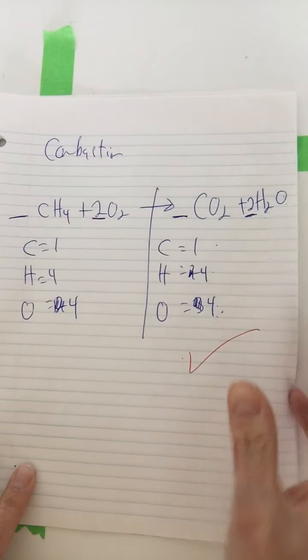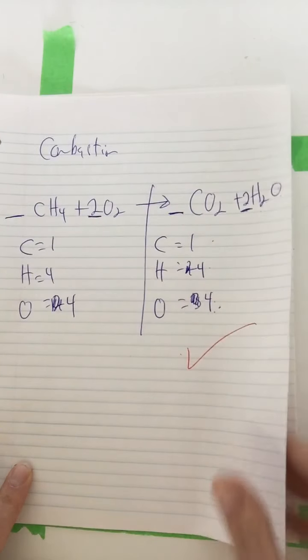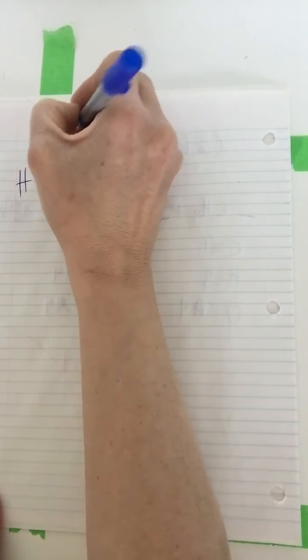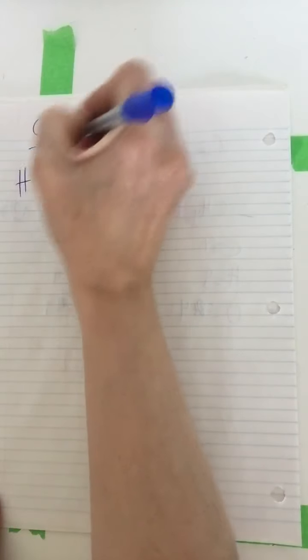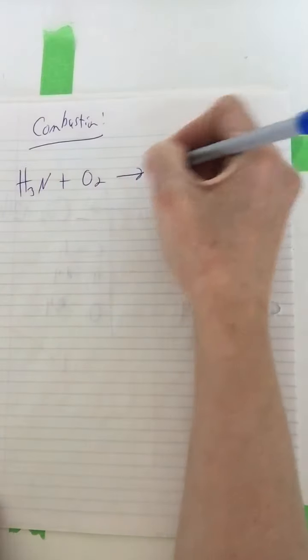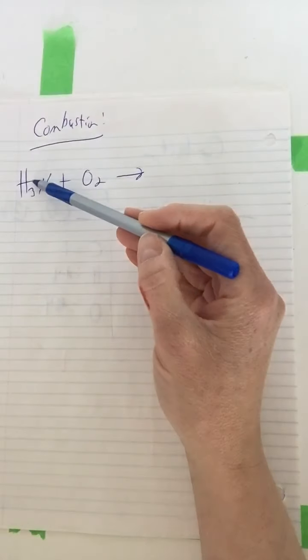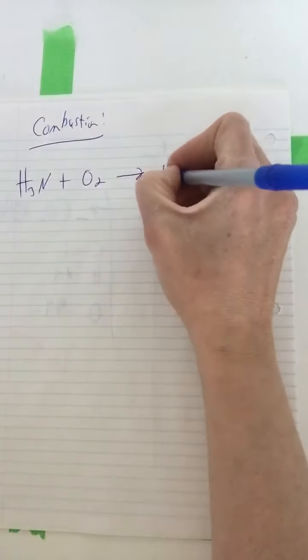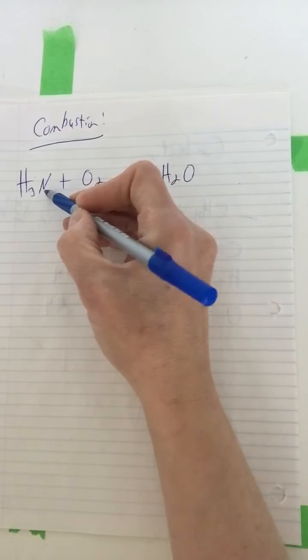All right. There's another slide here that used NH3. Let's do this combustion. NH3 plus O2 yields what? Well, let's go look. If our reactant contained hydrogen, we're going to get a water. If our reactant contained nitrogen, we're going to get nitrogen by itself.